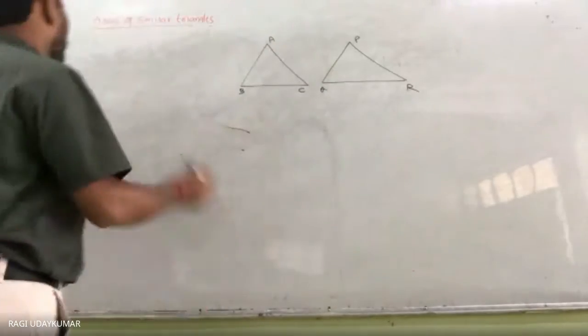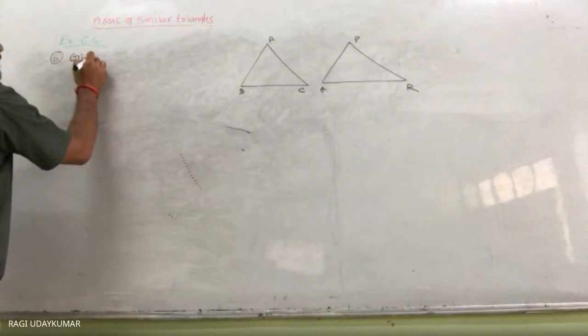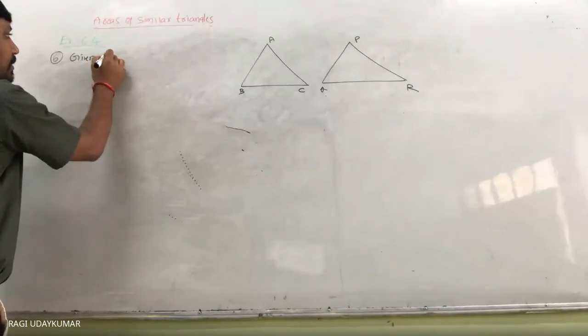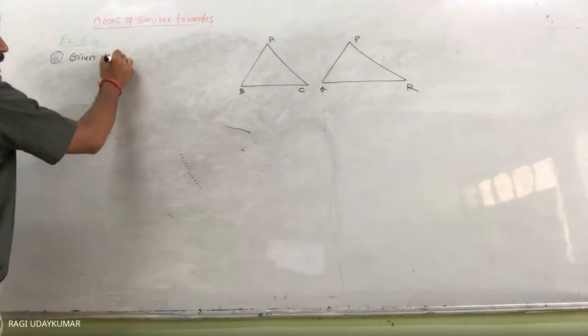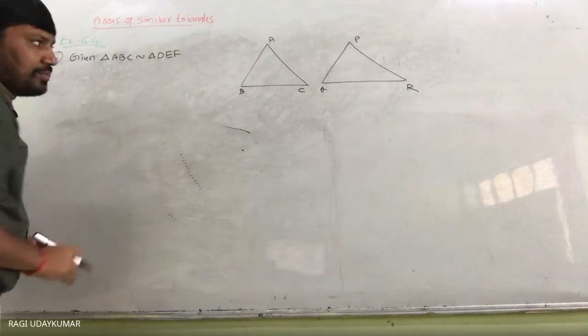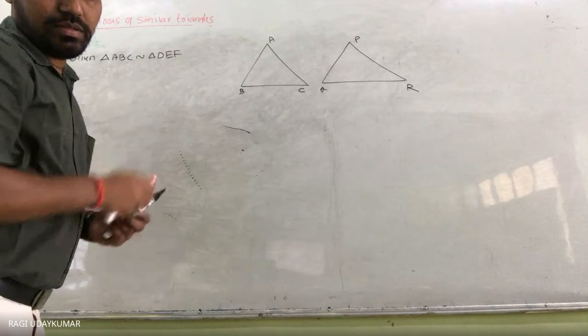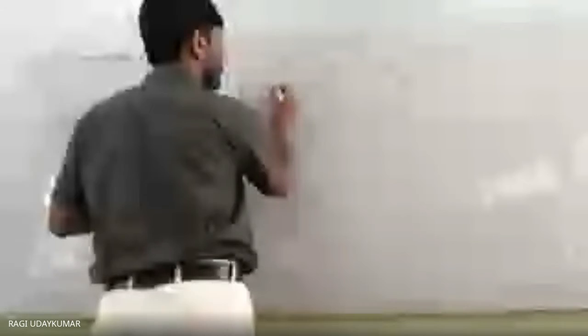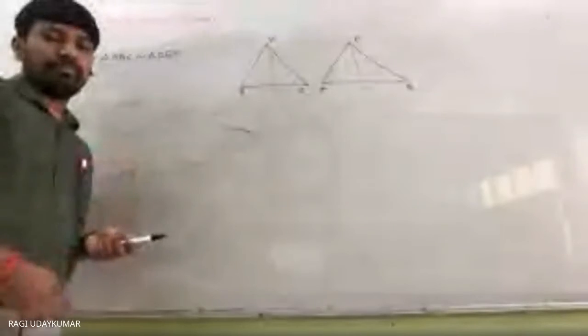What is asking you to prove? Can anyone say? Given triangle ABC similar to triangle DEF. And here, can you say what is asking you to prove mathematically?